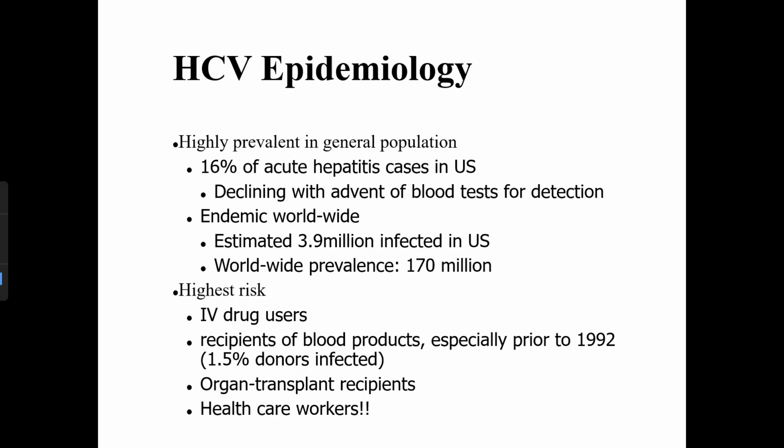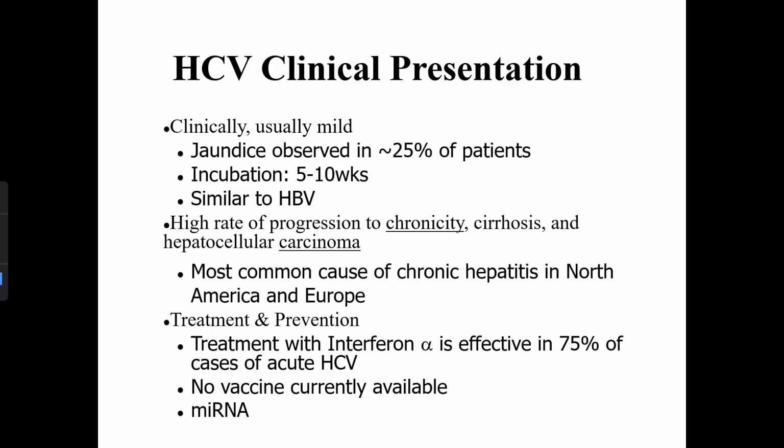Epidemiology: highly prevalent in the general population, 16% of acute hepatitis cases in the United States, but it's declining with the advent of blood tests for detection. Endemic worldwide, estimated 3.9 million infections in the United States. Worldwide prevalence, 170 million. Highest risk are IV drug users, recipients of blood products, organ transplant recipients, and healthcare workers.